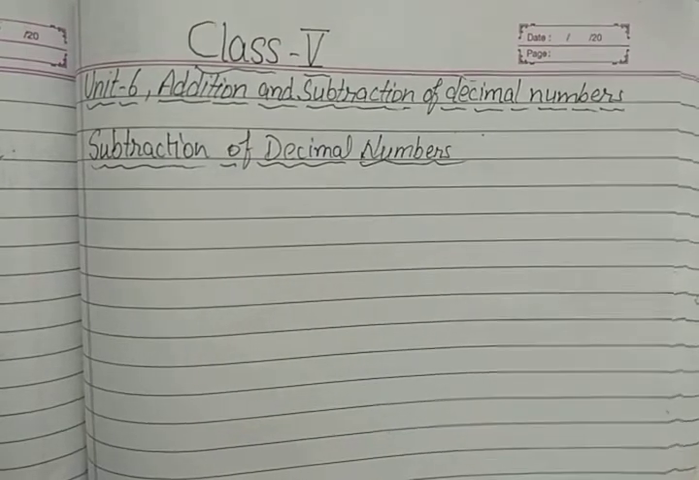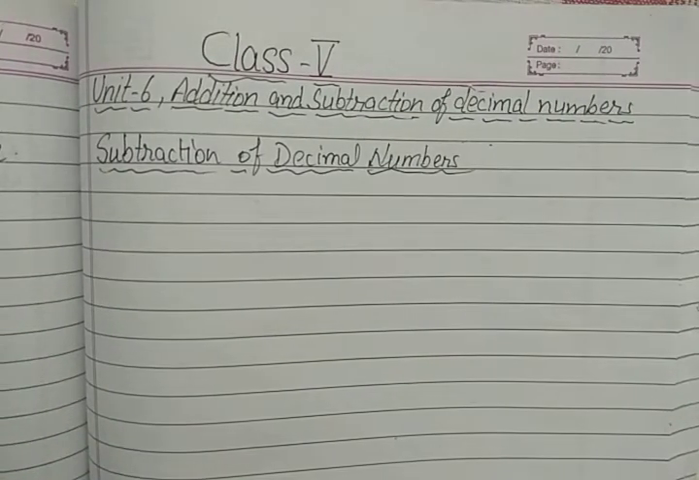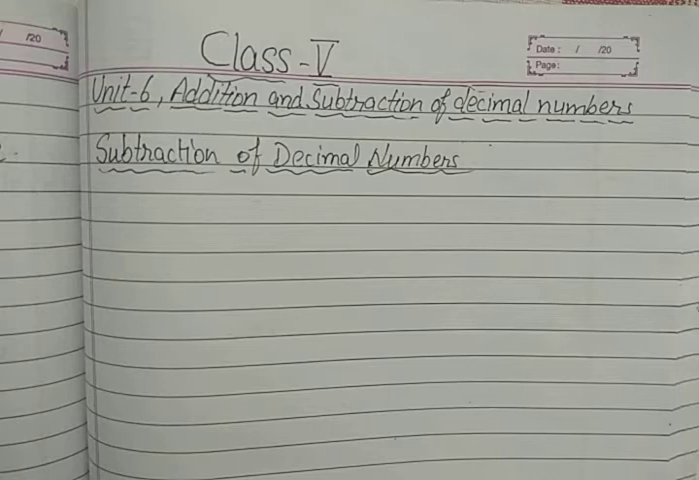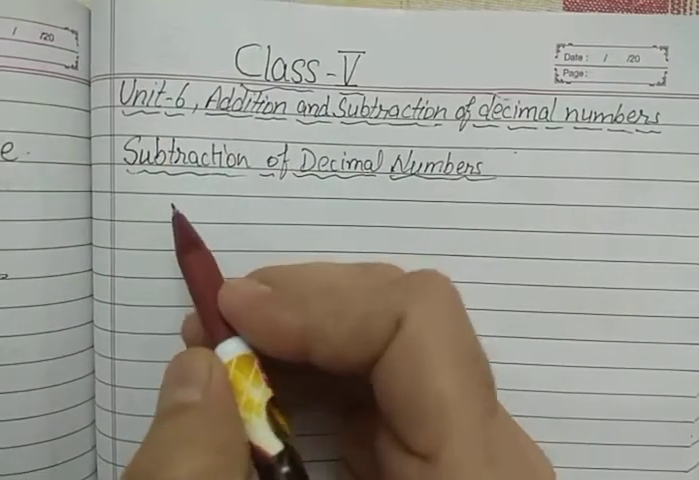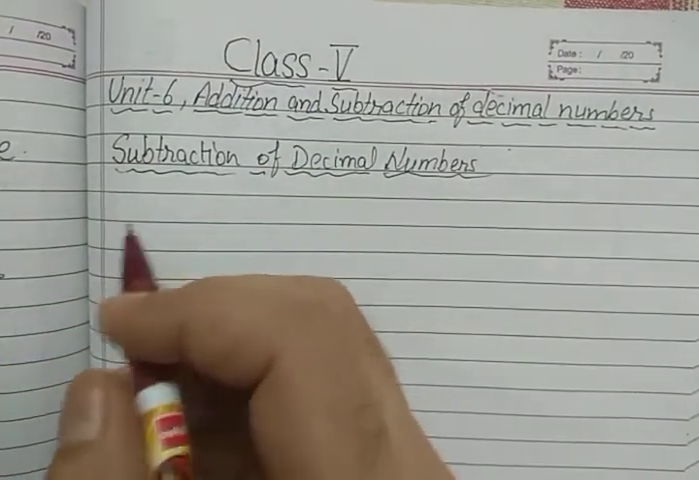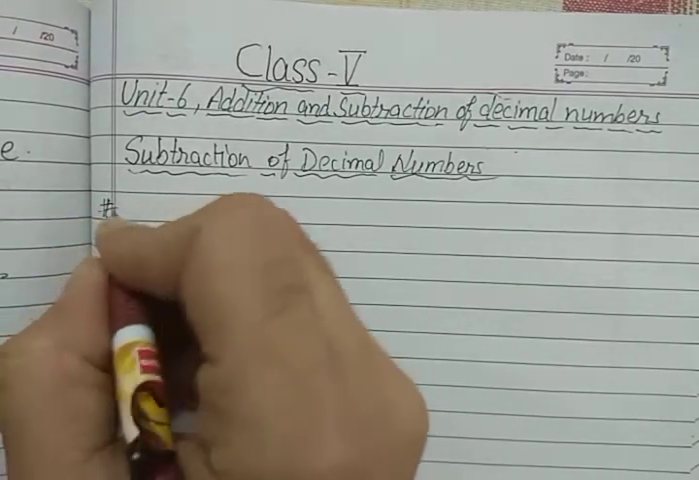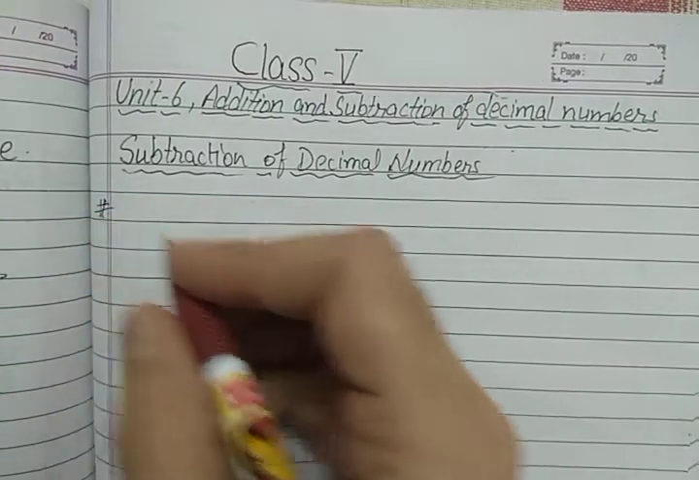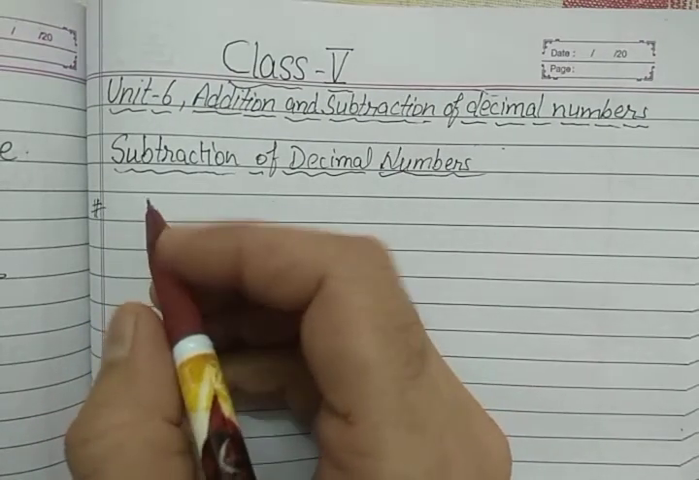It is the same as we have learned in the subtraction of whole numbers. The only thing that we have to keep in mind is how to arrange the numbers in columns. So let us take an example. It is the same as we did in addition, so we have to arrange in the same way.